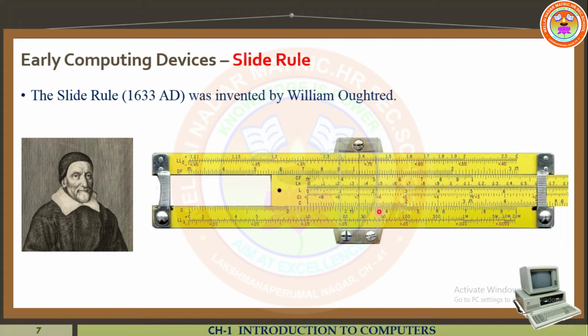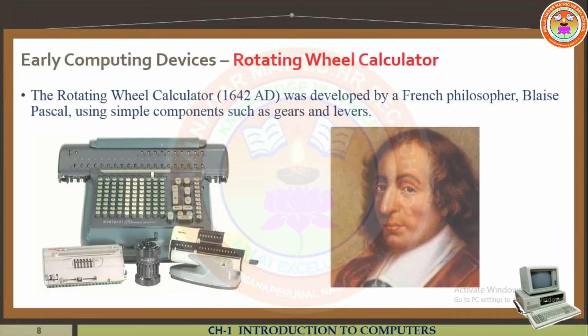It is also one of the calculating devices in the earliest period. Okay, right. The next important early computing device is the rotating wheel calculator. The rotating wheel calculator was invented by the French philosopher Blaise Pascal in the year 1642 AD.